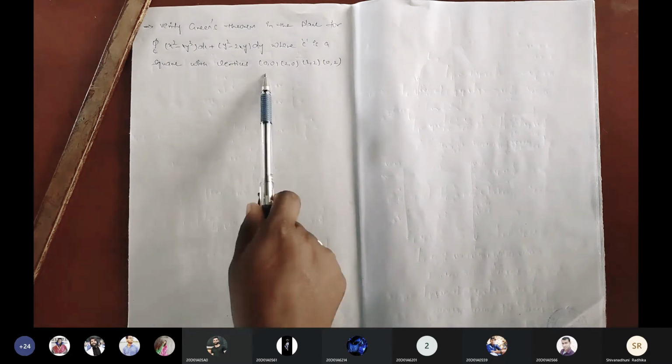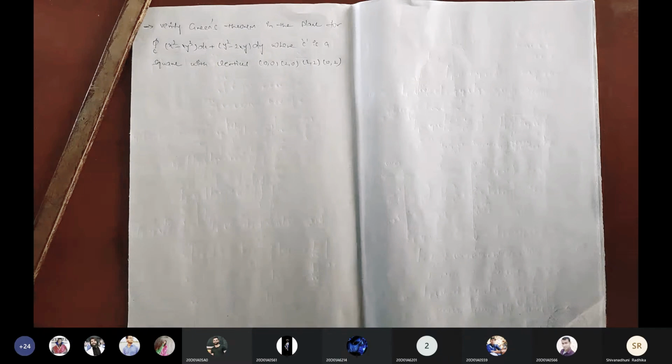Listen, in the previous problems we have some curves. But in this problem, directly we have the vertices. Vertices are given. Using these vertices, we have to draw the graph of the given square. Okay, now what is the shape here? Square. Now already we have the line integral.